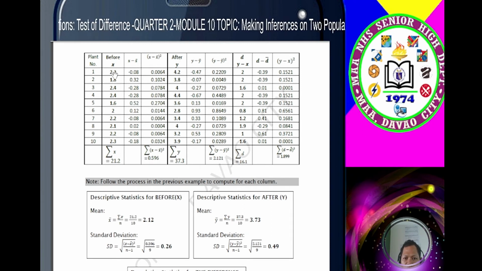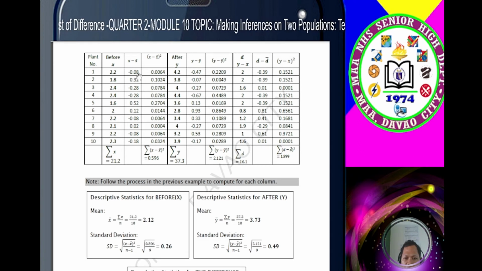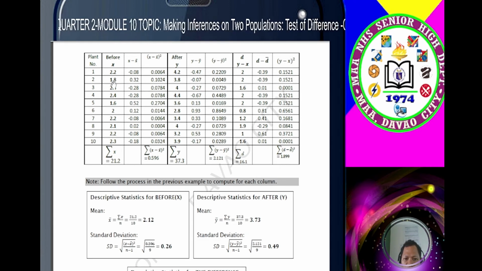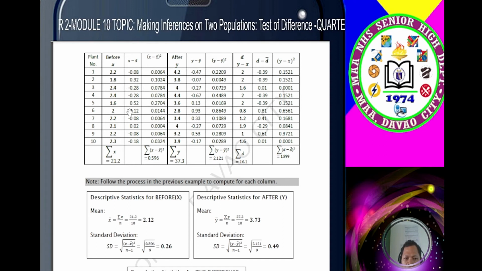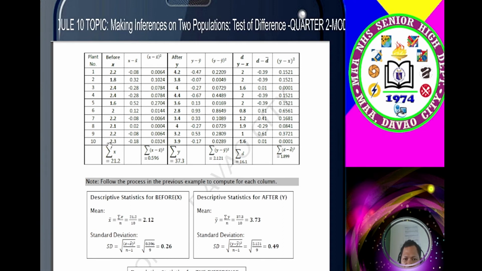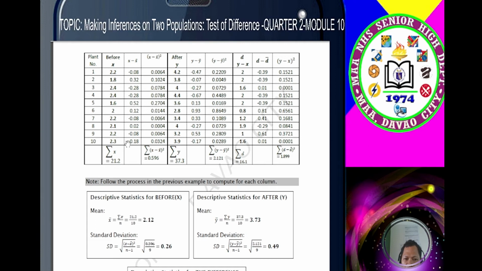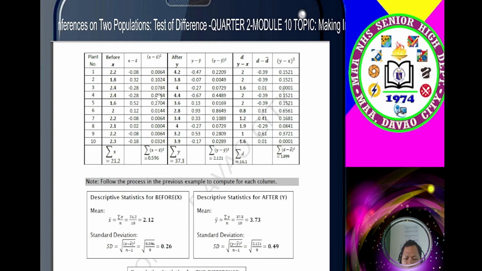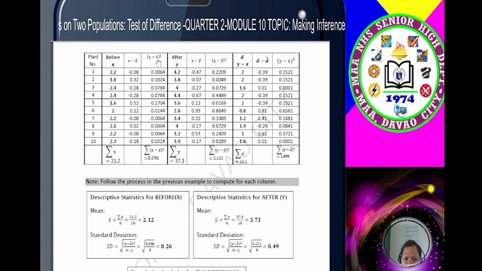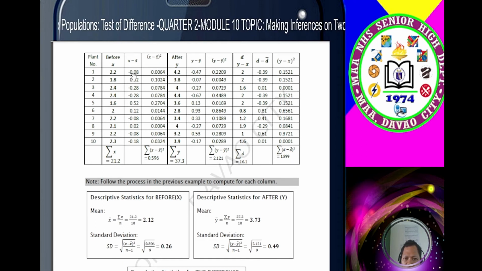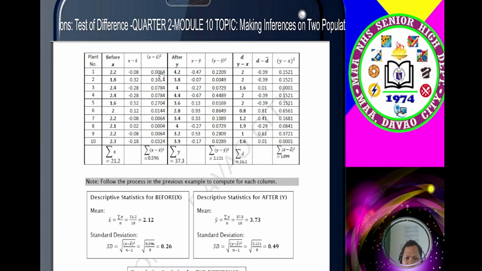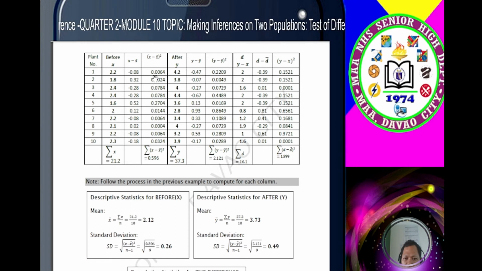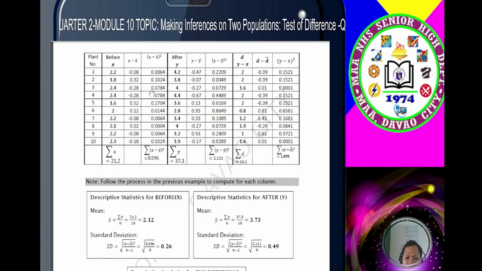2.2 minus 2.12, which is negative 0.08. 1.8 minus 2.12, which is negative 0.32. So subtract until you reach the 10th element, 2.3. And after that, the same procedure. The third column, you need to get the square. So negative 0.08 squared is 0.0064. The same process until you complete all these numbers here.